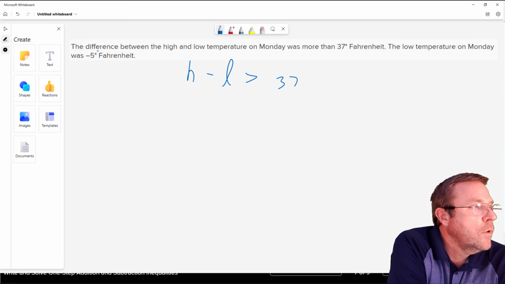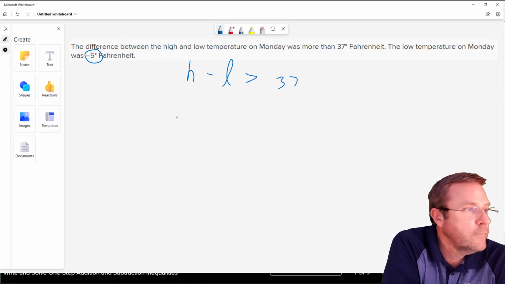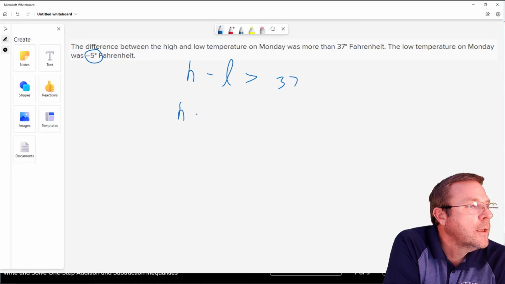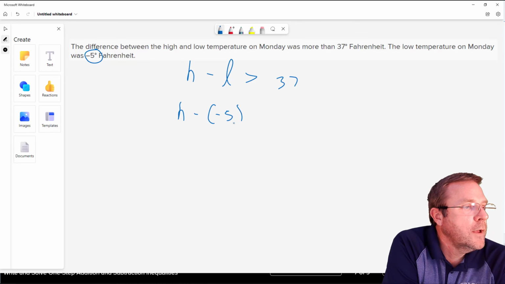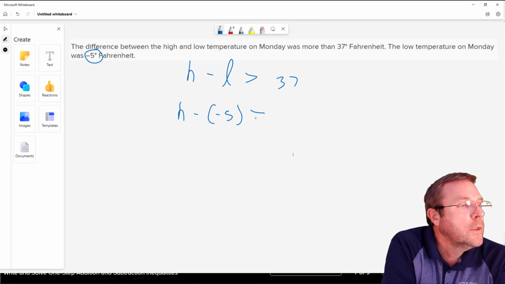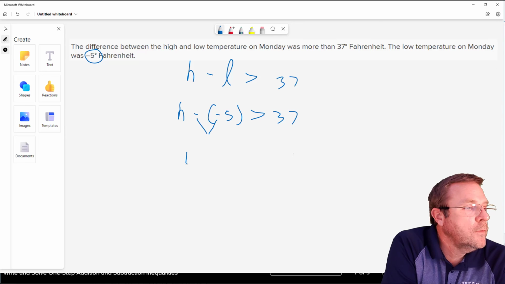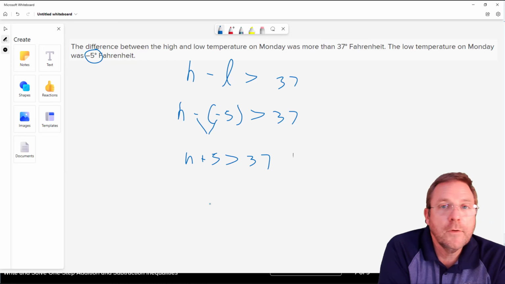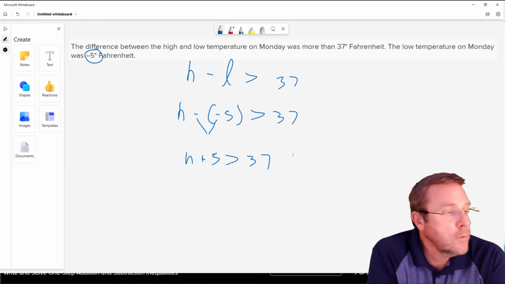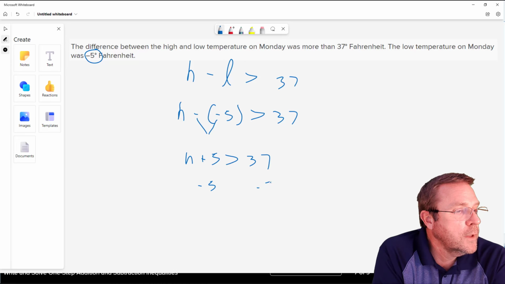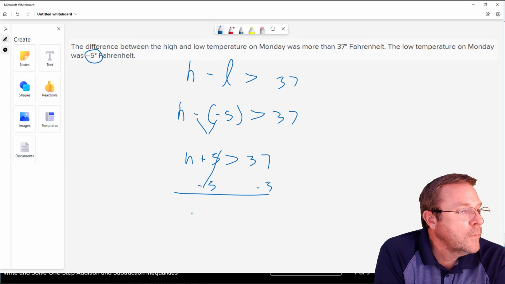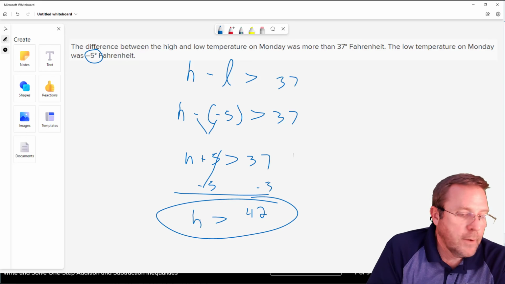I also know that the low temperature was -5. So I'm going to have the high minus a -5. This gets kind of tricky now. Is greater than 37 degrees. Make the ugly problem pretty. That says the high plus 5 degrees is greater than 37 degrees. And now we have to isolate the variable. We're going to subtract 5 from both sides. Those just zeroed out, and that's going to leave H greater than 42 degrees. That'll be my final solution.